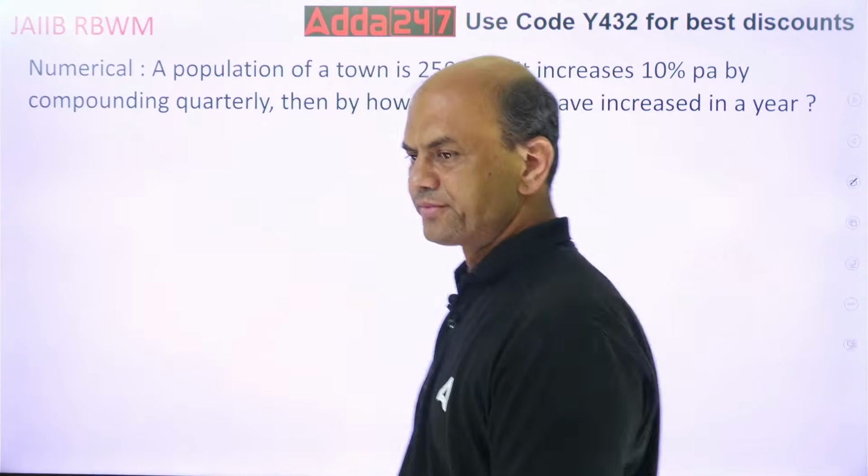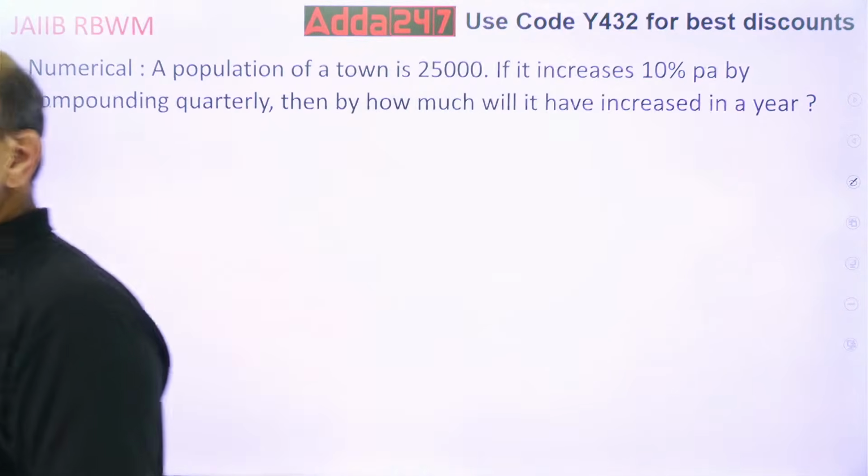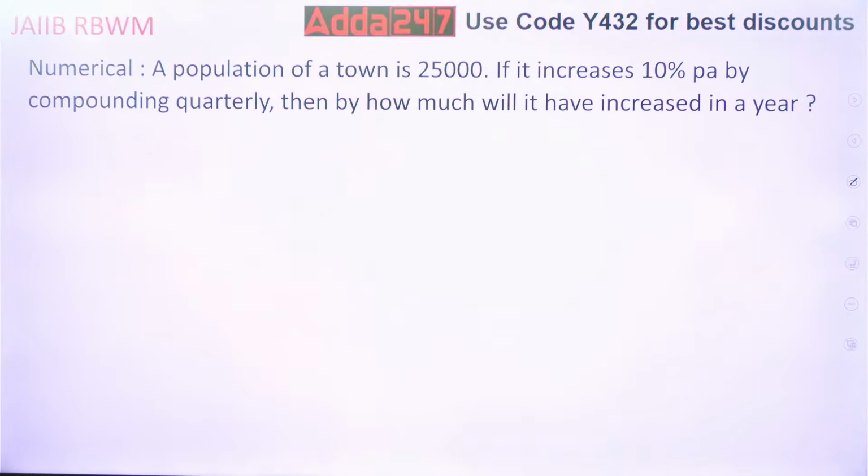Solve this. The population of a town is 25,000. If it increases per annum at 10% compounded quarterly, then how much will it have increased in a year? Solve this, everyone.